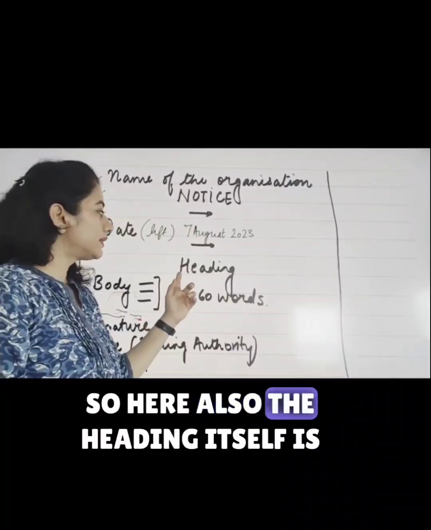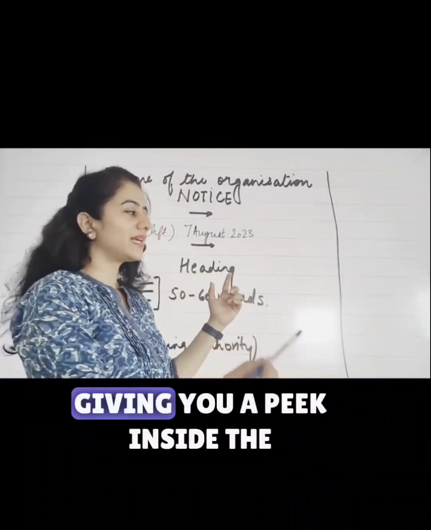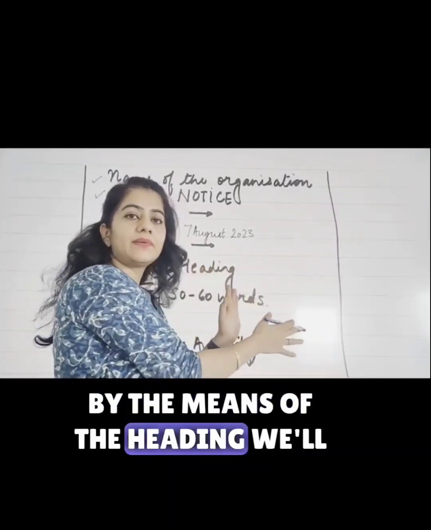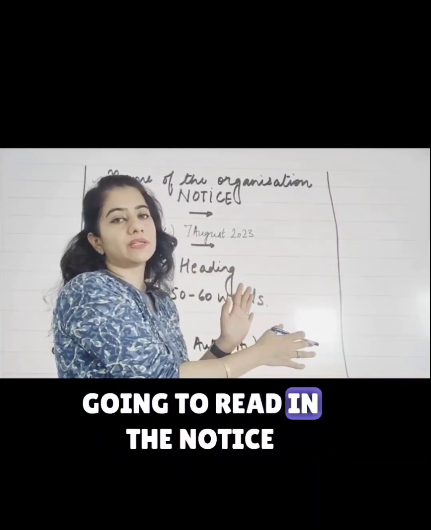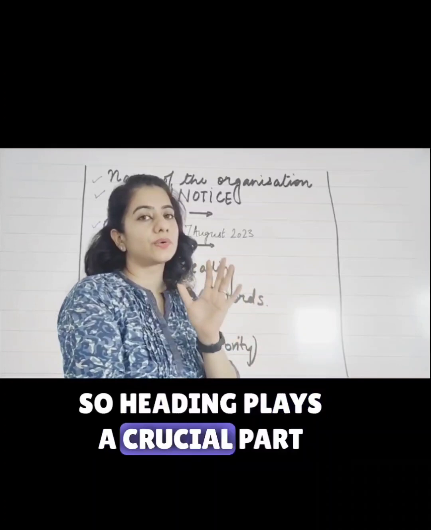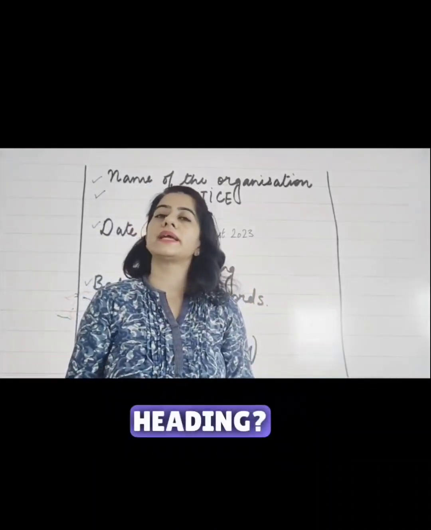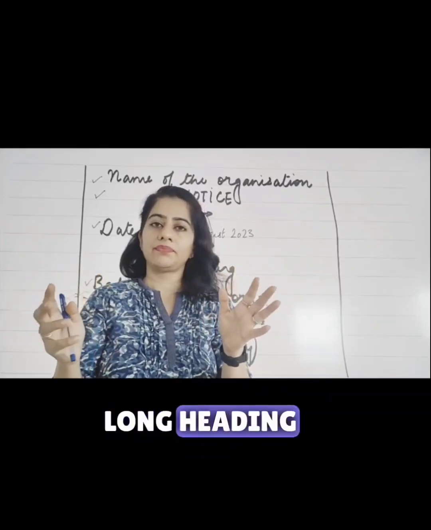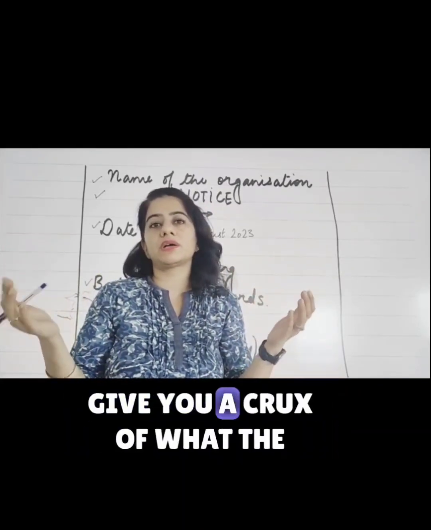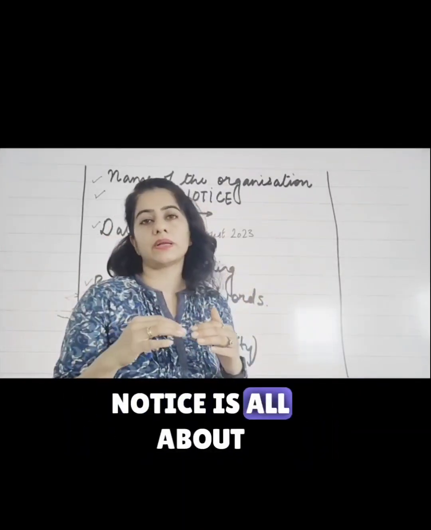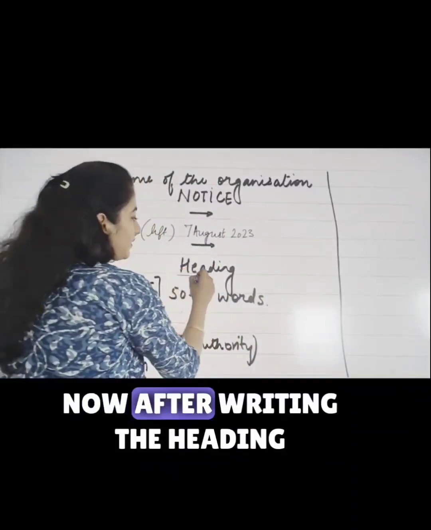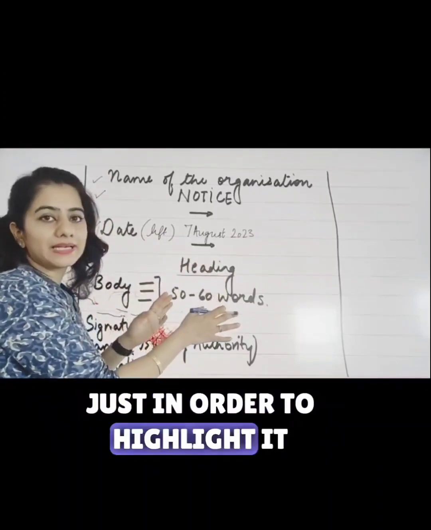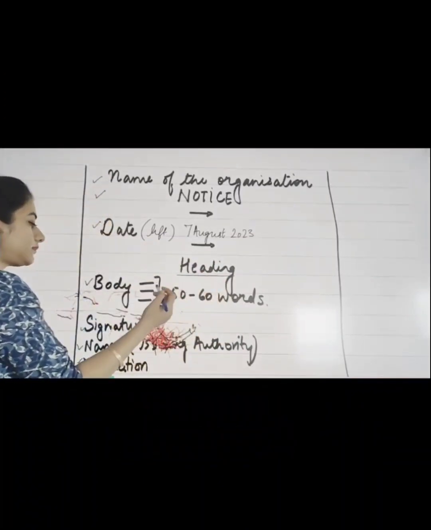So here also the heading itself is giving you a peek inside the notice. By means of the heading, we get to know what it is that we're going to read in the notice. So the heading plays a crucial part. How will you write the heading? It has to be a 4 to 5 word long heading, which should give you the crux of what the notice is all about. Now after writing the heading, you have to underline it as well, just in order to highlight it. Moving ahead.